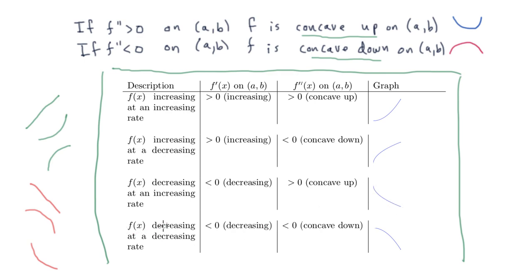And then the function can be decreasing at a decreasing rate, so it can be decreasing and concave down. So there are 4 cases to get straight. Increasing at an increasing rate, increasing at a decreasing rate, decreasing at an increasing rate, decreasing at a decreasing rate. Derivative positive, second derivative positive; derivative positive, second derivative negative; derivative negative, second derivative positive; derivative negative, second derivative negative. This is sort of like what the pieces of the graph look like.